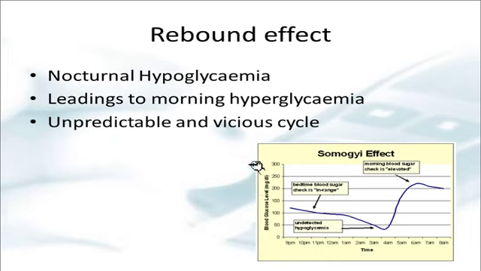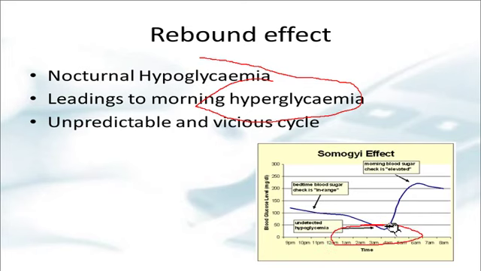Now, the rebound effect, also sometimes called the Somogyi effect, leads to morning hyperglycemia. And as we discussed previously, it is very common when you use NPH insulin. What happens is your bedtime sugars drop. So around 3 a.m. you will have nocturnal hypoglycemia, which your body will react to by trying to raise your blood glucose levels by releasing hormones, for example, which will lead to morning hyperglycemia.